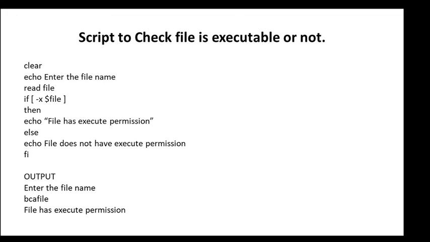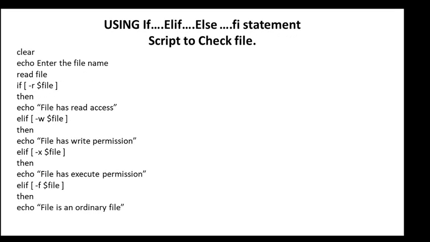For example, the output will be like this. Enter a file name. The bcf file I am going to enter here. For the bcf file, it is going to check whether it is in an executable form or not by this -x command. If it is an executable file, this output will execute, that is, file has execute permission. If it is not an executable file, then file does not have execute permission will be the output.